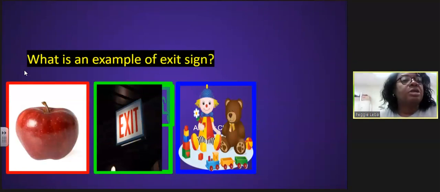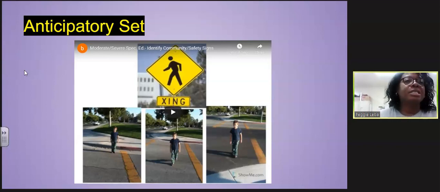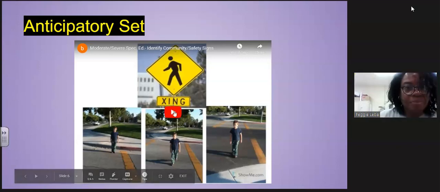Another question is, what is an example of an exit sign? Is an exit sign an apple? That's one of your choices. Or is it a sign that has red letters that says exit? Or is it toys? So you want to think about it. Okay, now we're going to get into our anticipatory set, okay? Here we are going to learn about safety signs. It's going to help us understand safety signs in a more clear and precise way.